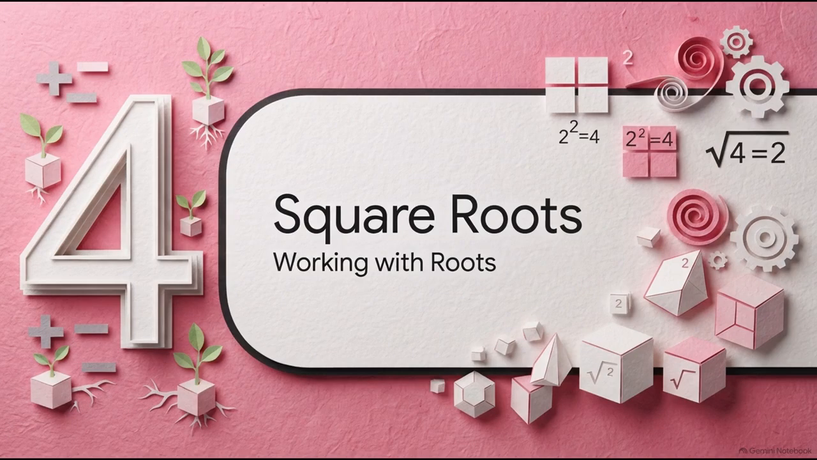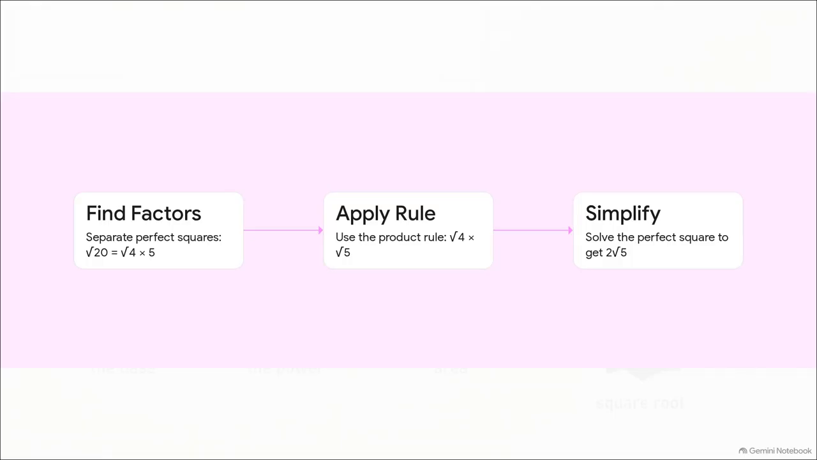Section 4. Working with square roots. Now, what do you do when you step into the messy reality of a non-perfect square, like 20? You break it down into bite-sized pieces. Look for the largest perfect square factor. 20 is exactly 4 times 5, and we already know the square root of 4 is 2. So we can just pull that 2 right outside the radical sign, leaving the 5 inside. It beautifully simplifies down to 2 times the square root of 5.